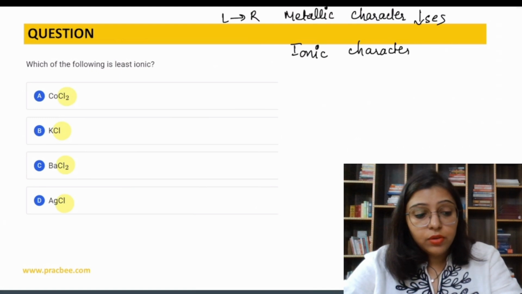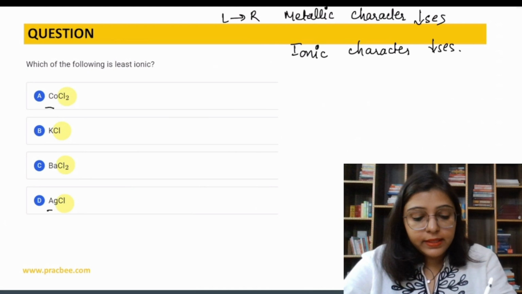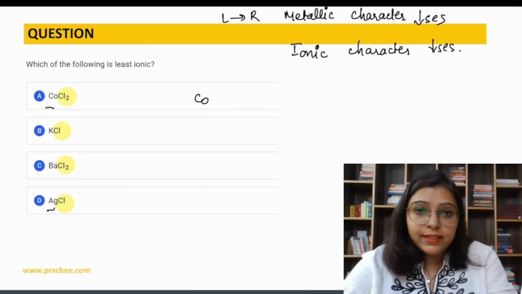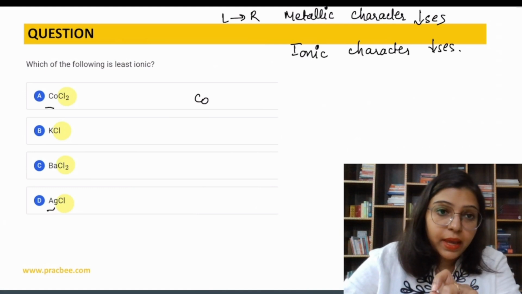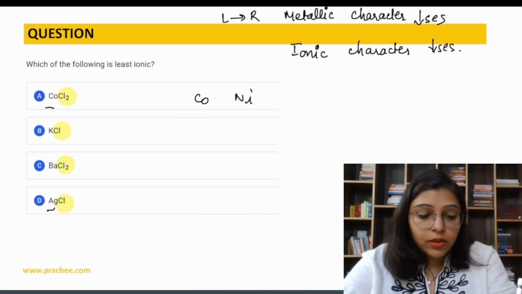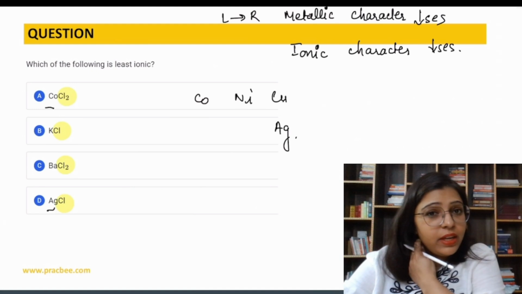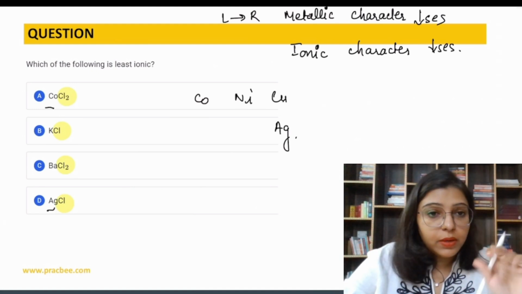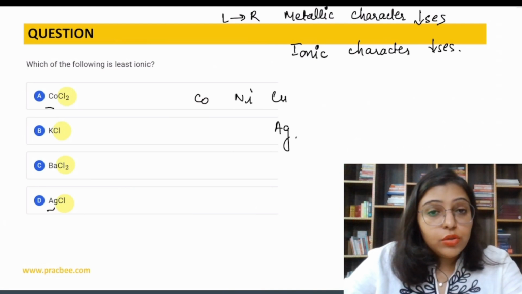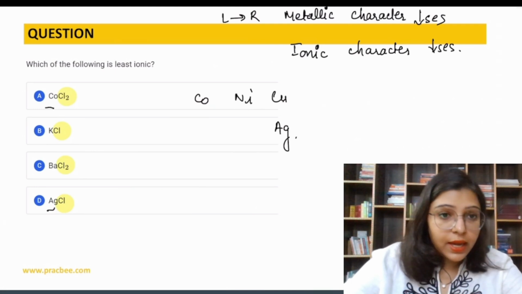So on the left hand side we have cobalt and silver, right? We have scandium, titanium, vanadium, chromium, manganese, iron, cobalt, nickel, copper, zinc, and below copper we have silver. Now we can have the question: okay, fine, moving left to right metallic character decreases, but on moving top to bottom metallic character increases, no? So out of cobalt and Ag, which one is going to have the least ionic character?